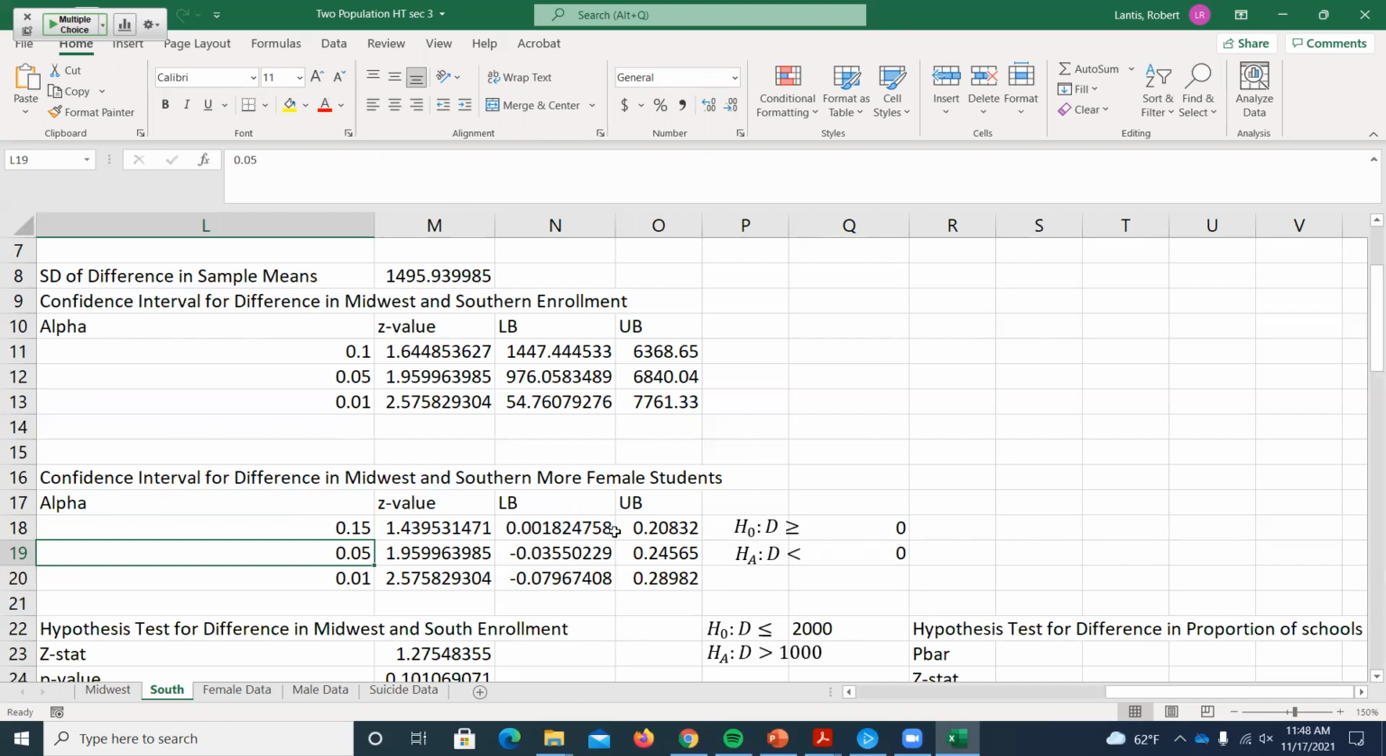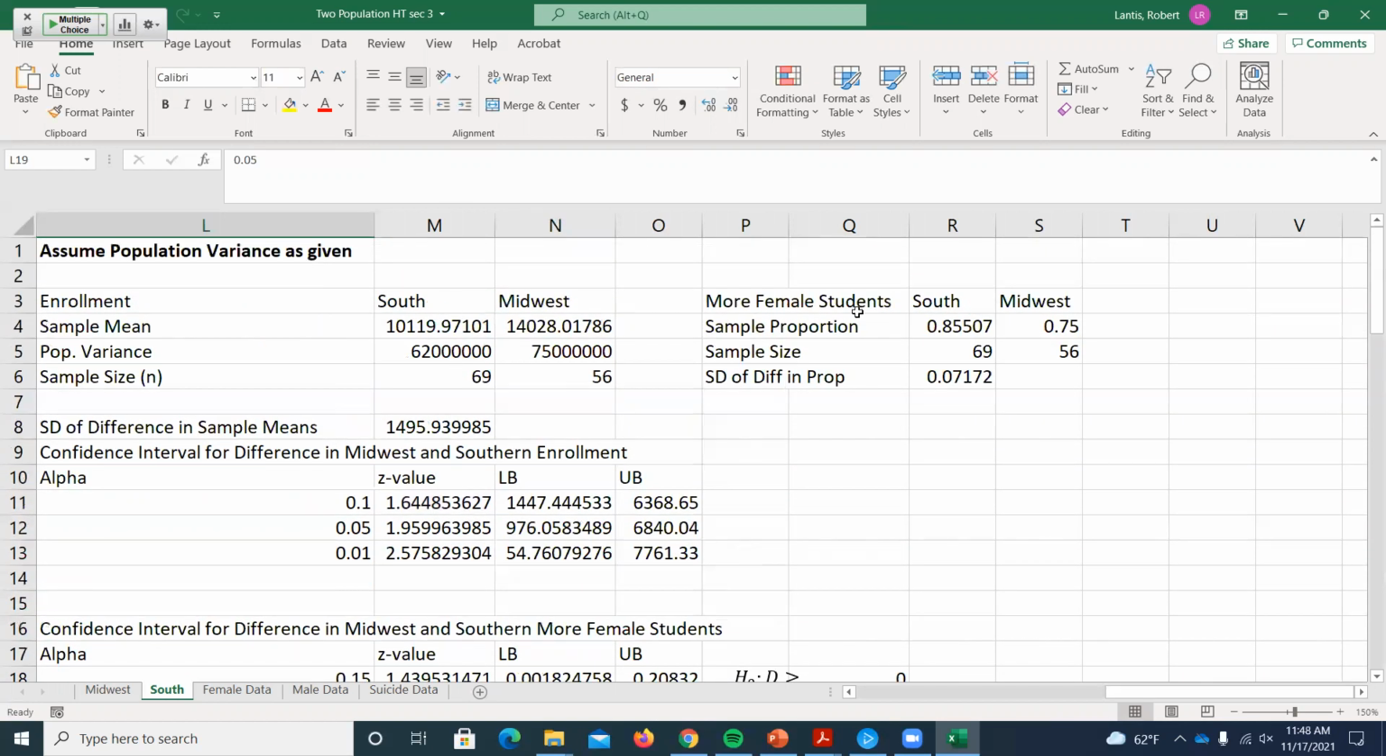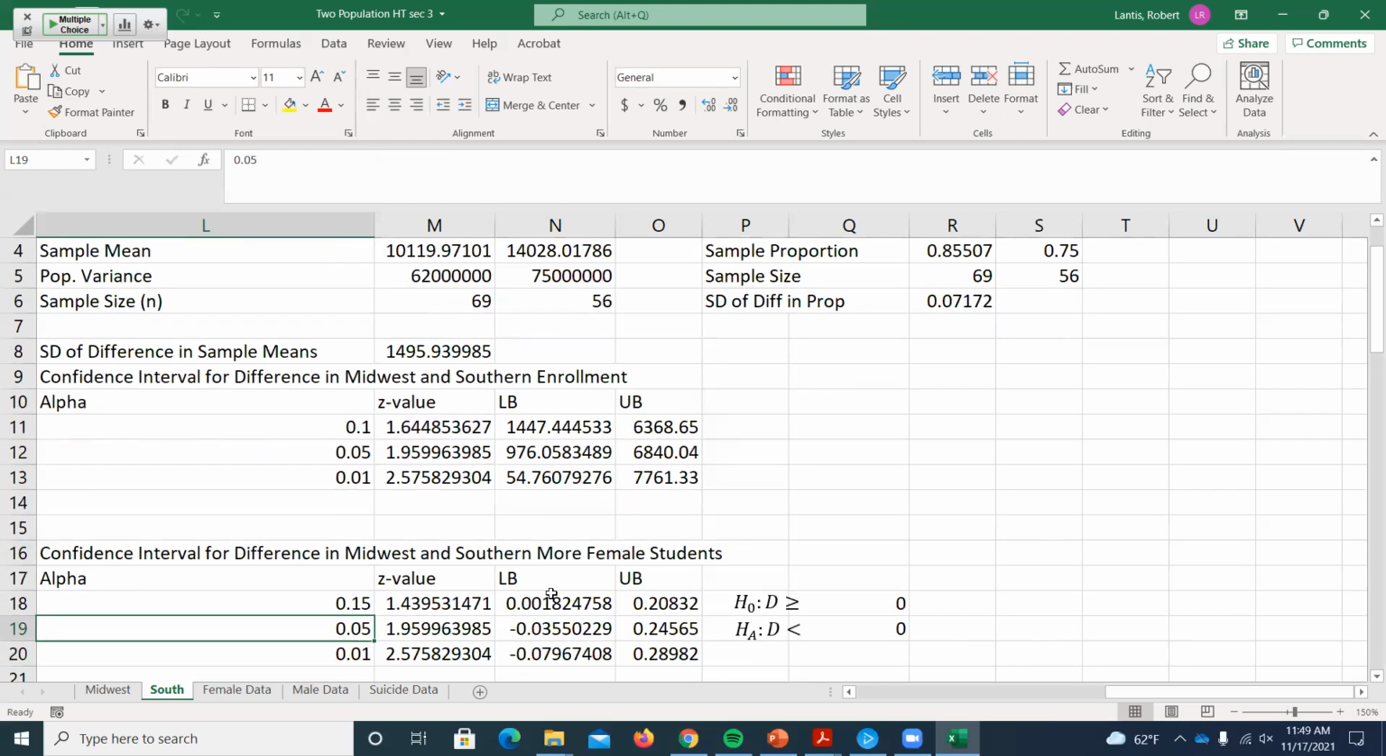So with 85% confidence, I could say that Southern schools tend to have a higher proportion of females relative to male students than the Midwestern schools, right? And that plays out if I just look at the sample proportions. It was quite a bit higher, right? But once again, with proportions, it's really hard to reject the null, or really hard to get a confidence interval that only includes positive or only includes negative values. So that was another example of this here.